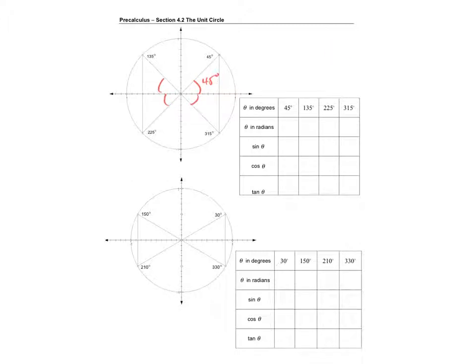Throughout this whole unit, we'll be looking at SOHCAHTOA, which is our mnemonic to remember that sine is opposite over hypotenuse, cosine is the adjacent over hypotenuse, and the tangent is the opposite over the adjacent sides from the angle. So in our degrees, we have 45, 135, 225, and 315. Those translate in radians to pi over 4, 3 pi over 4, 5 pi over 4, and 7 pi over 4.